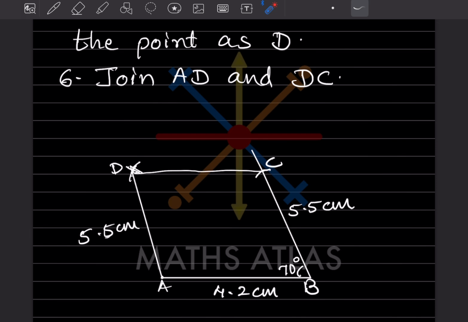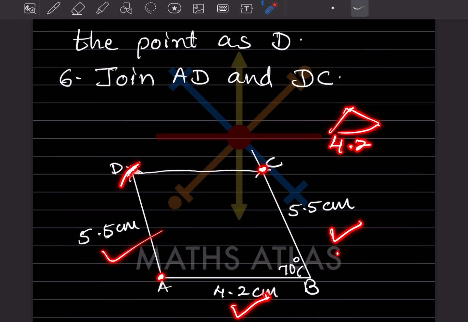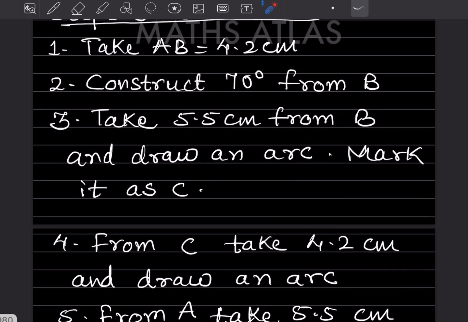Again, because now this is a parallelogram, from here you are going to cut it over here 5.5, because this and this should be the same. And this 4.2 means from here you already got this one. From here, with the help of the compass, you will take 4.2 and cut this line. Now you can see this is a point of intersection and you are going to join these lines. The same thing is given here.